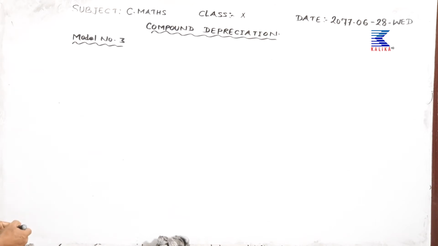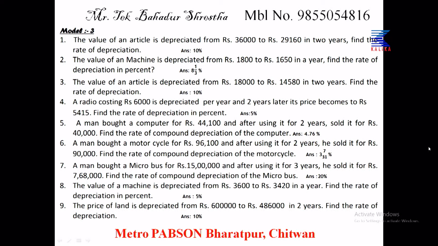Today let us start question number 5. A man bought a computer for rupees 44,100 and after using it for 2 years sold it for rupees 40,000. Find the rate of compound depreciation of the computer.